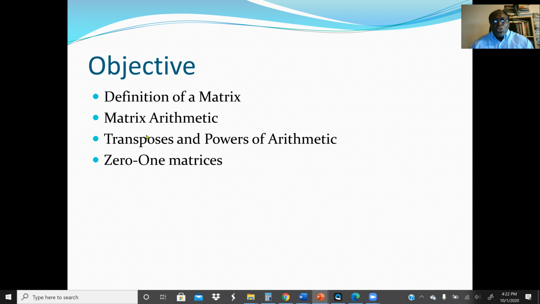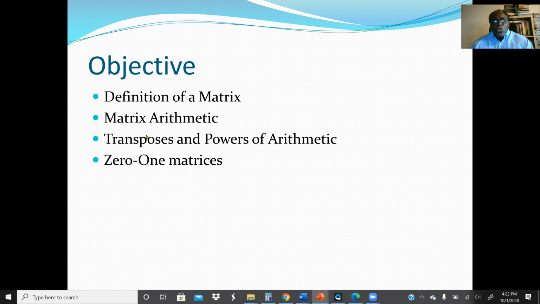Okay, welcome to Mathematical Structure for Computer Science. This is CS113, also known as Discrete Mathematics. In these lectures, we're going to study matrices, which cover Chapter 2, Section 6 of the course textbook.